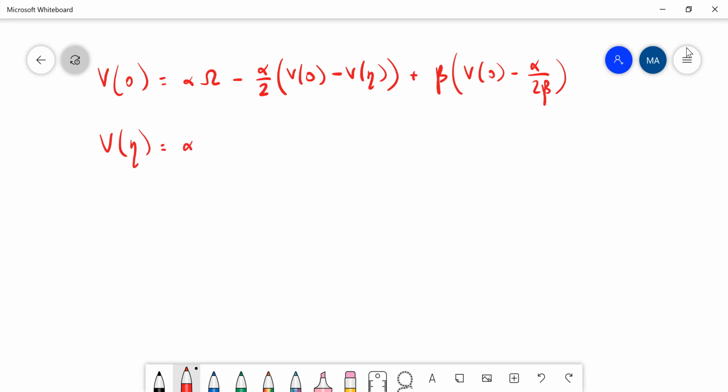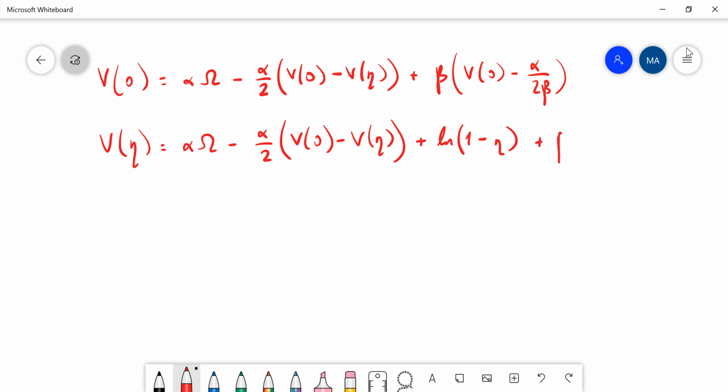And for V eta, this part is the same, right? This is alpha ln RT, but now I also have ln 1 minus eta, right? ln 1 minus eta, and then the same continuation value, because I chose R optimally, right?